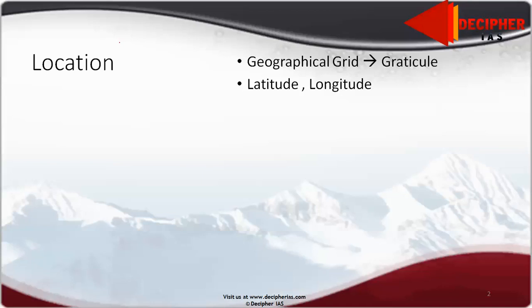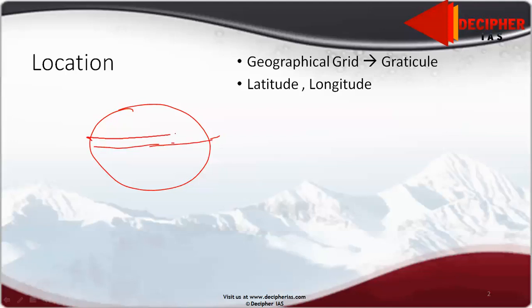So we have designed a method to find out a location, and in this method we have an imaginary grid system, like this. We have an imaginary grid system. There are horizontal lines in it and there are vertical lines in it. I will just explain what it means.